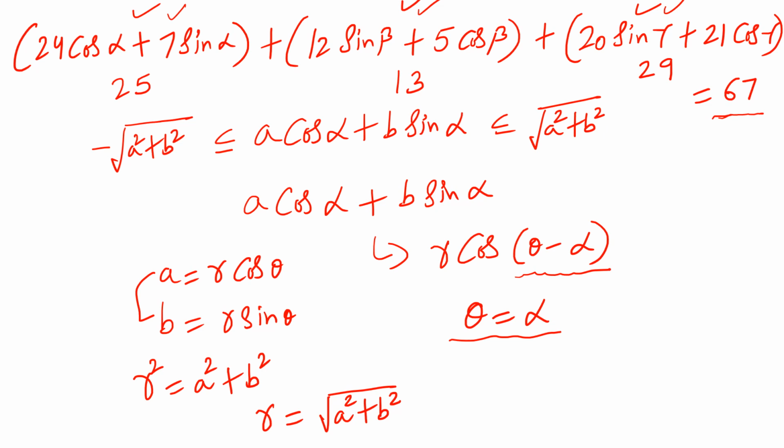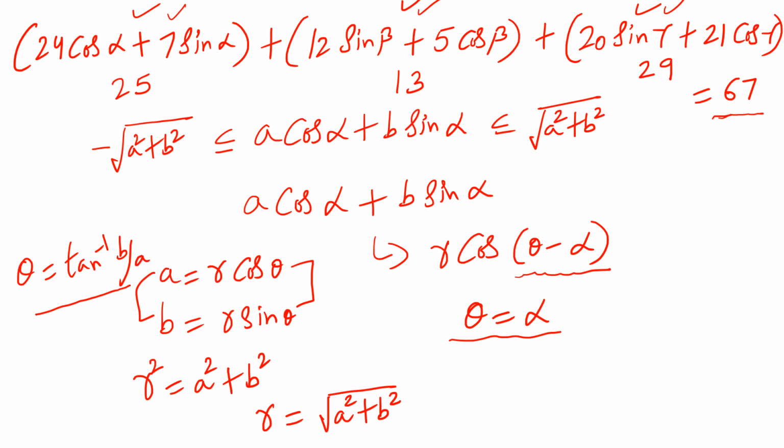Now since we have got theta equal to alpha, let's find theta first. Just divide these two equations. From here you get tan theta equal to b by a, or theta becomes equal to tan inverse b by a. This is the direct formula you can use.